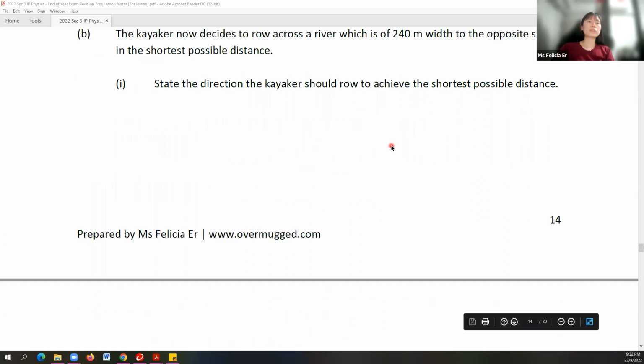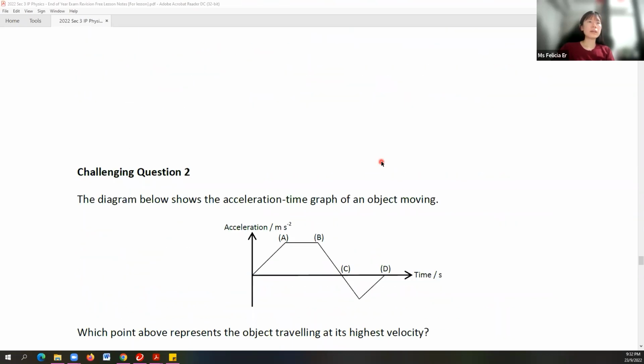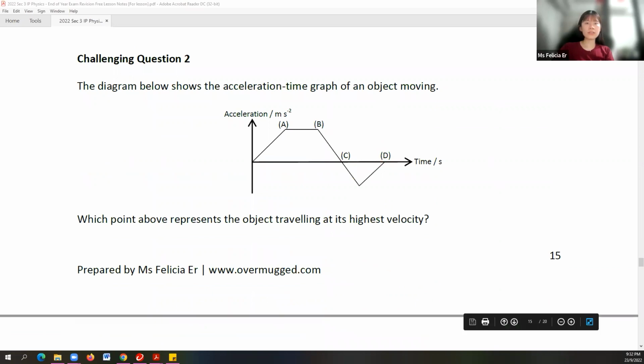Okay, so moving on, the next one is an MCQ. Can you all give it a try now? What do you think is the answer for this MCQ? I'll review the answer in a short while after you have tried it out. Given an AT graph, what is the highest speed? Once you finish this MCQ, can you click the raise hand button to let me know?